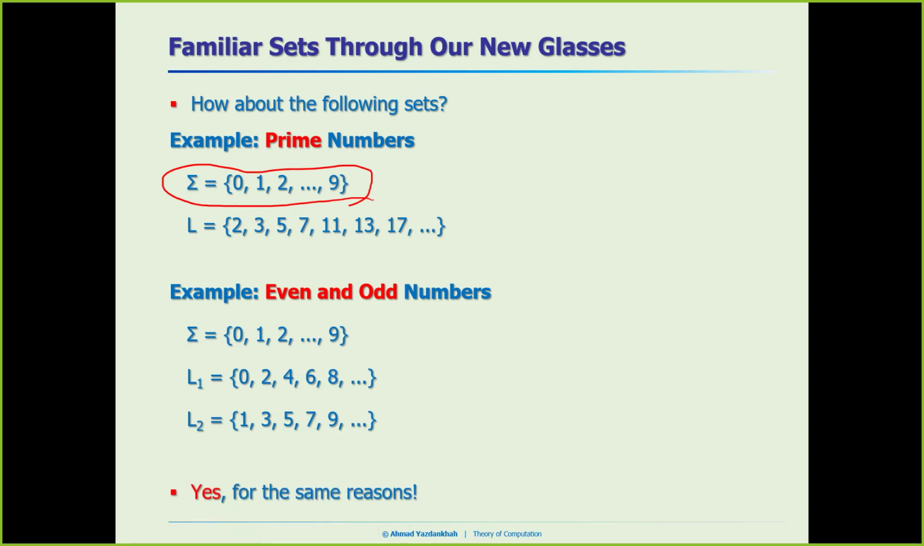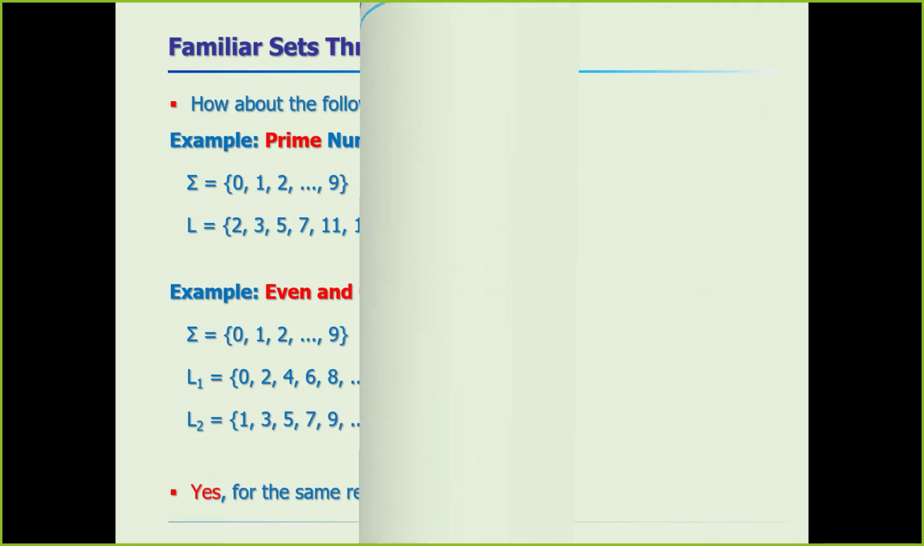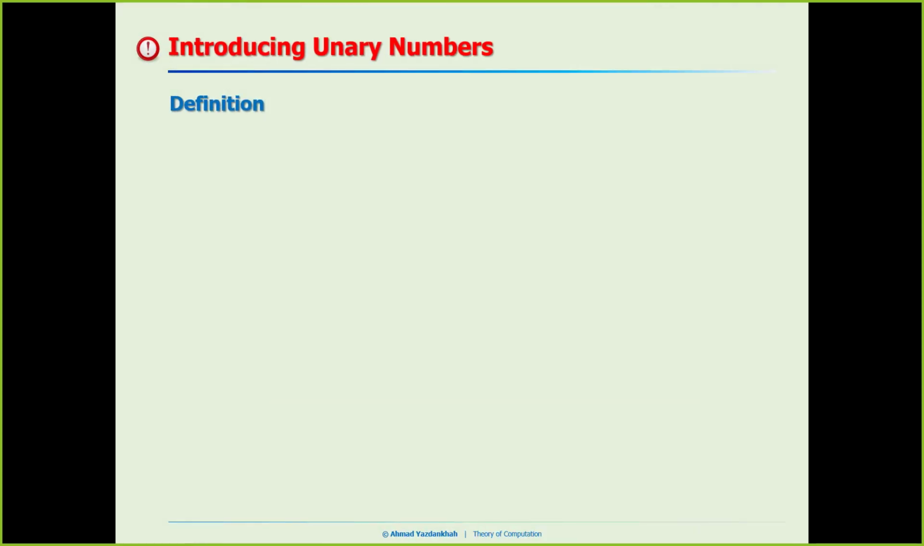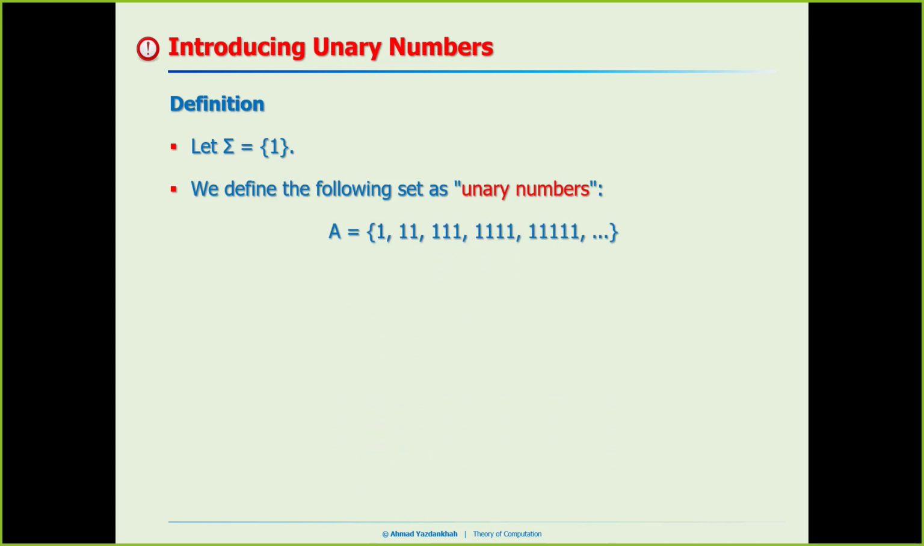Now we are ready to introduce a new set. We call it unary numbers, as opposed to binary numbers. For binary numbers, the alphabet is 0 and 1. For unary numbers, the alphabet is just 1. So how can we define that? Like the cave people: 1 is 1. When you want to say 2, you have 1, 1. And 1, 1, 1 will be 3, and so forth.